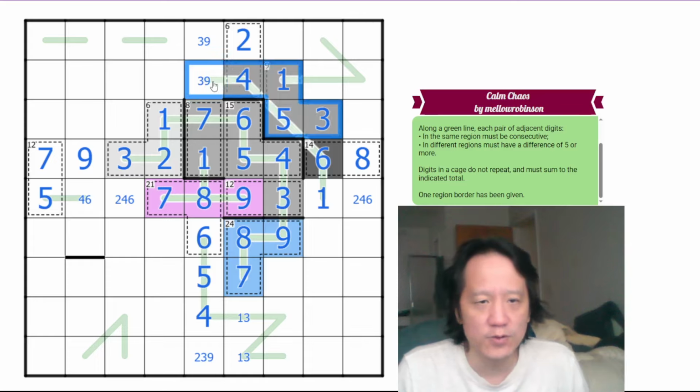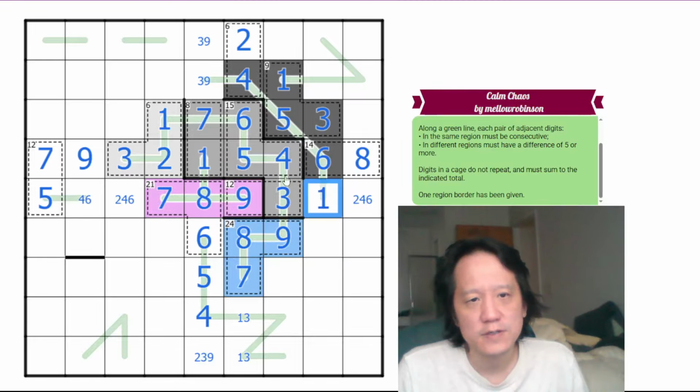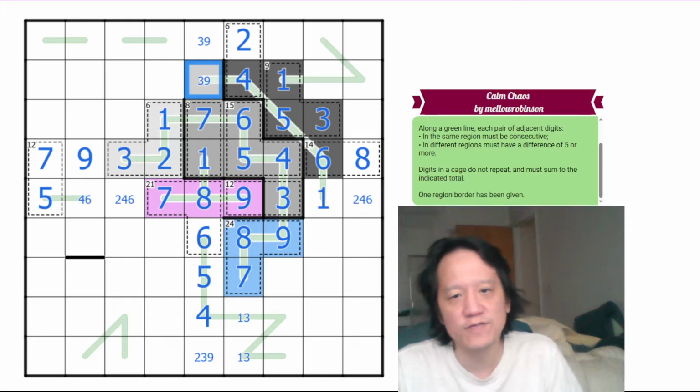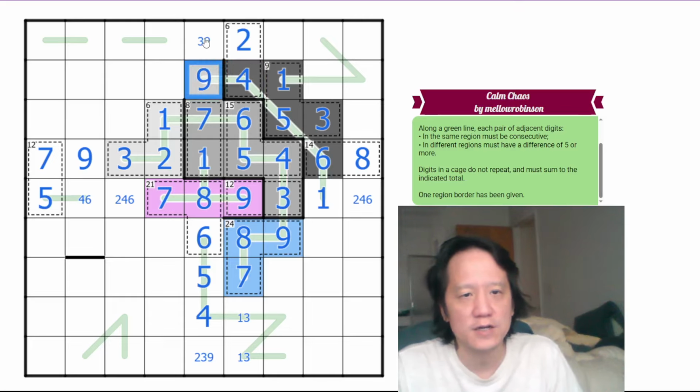It cannot be the same region because this is 1, 3, 5. If this is consecutive in the same region, that would be 3, which is not allowed. Okay, so we also know this is a different region because this can't be the same region as this. So this must be, okay, this region cannot go this way because we already have a 1. So this is blocked off this way. This must be the medium gray region, so it's different than this. So this is blocked off that way, and this must be 5 or more away from this, so this is 9, which makes this 3. This can't be 3 or 9, so it's 2.